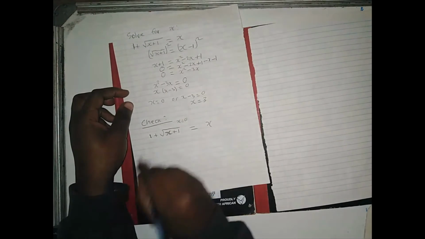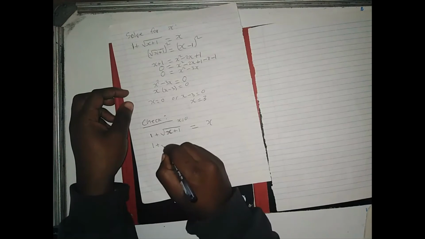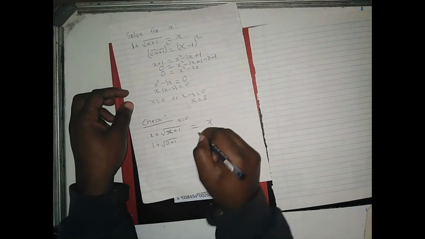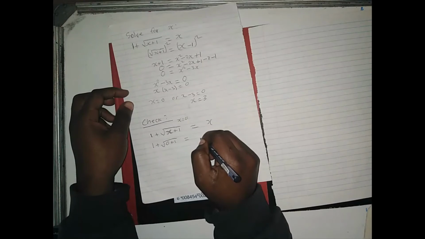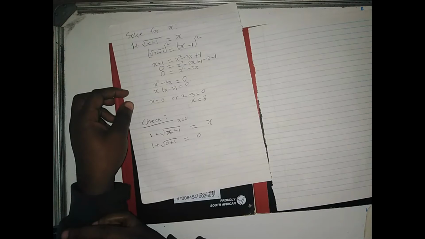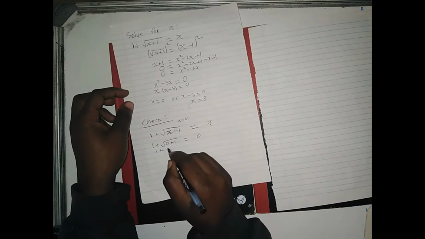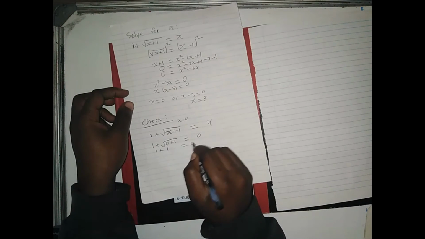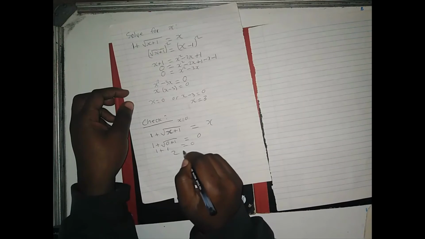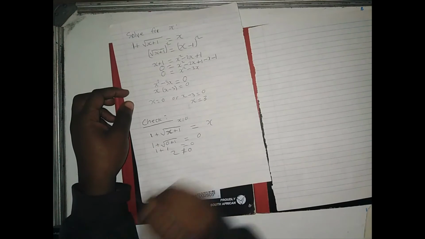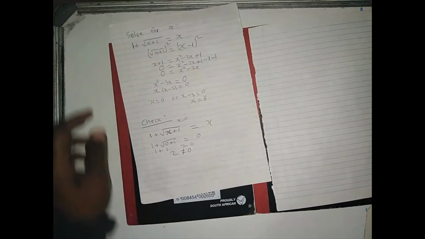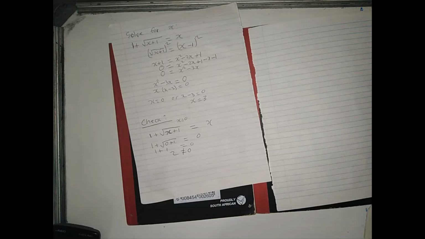x equal to 0. So 1 plus square root of 0 plus 1 equal to 0. So it's 1 plus, and then 0 plus 1 is 1, and the square root of 1 is 1, equal to 0. So 1 plus 1 is 2, and 2 is equal to 0. Guys, we know that 2 is not equal to 0.